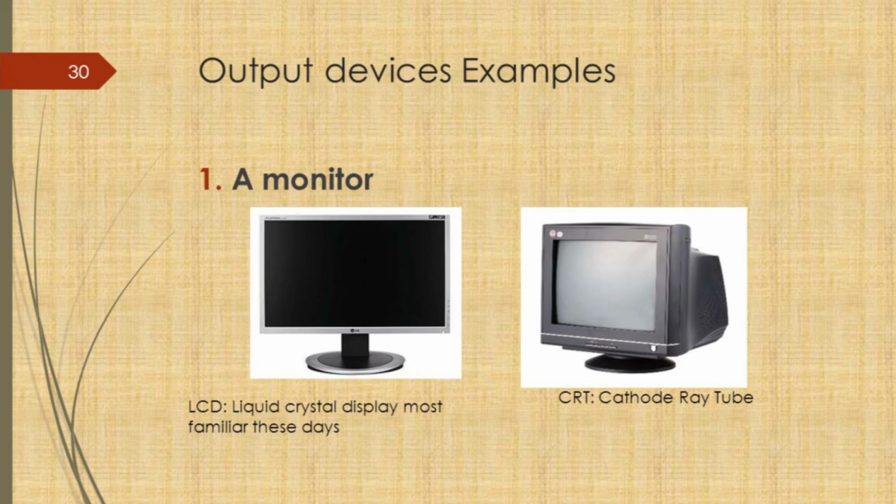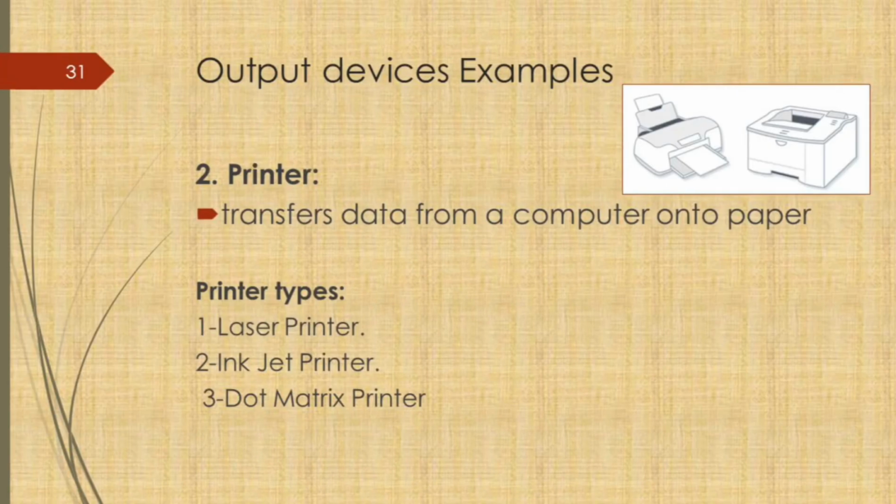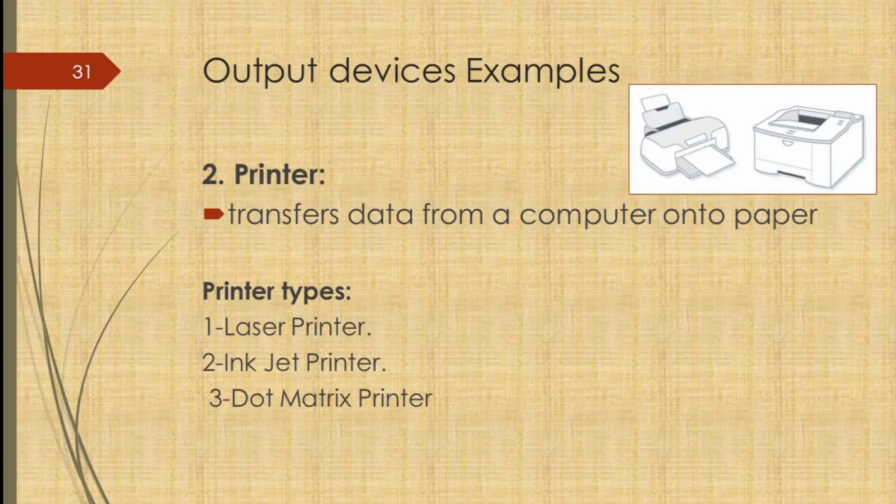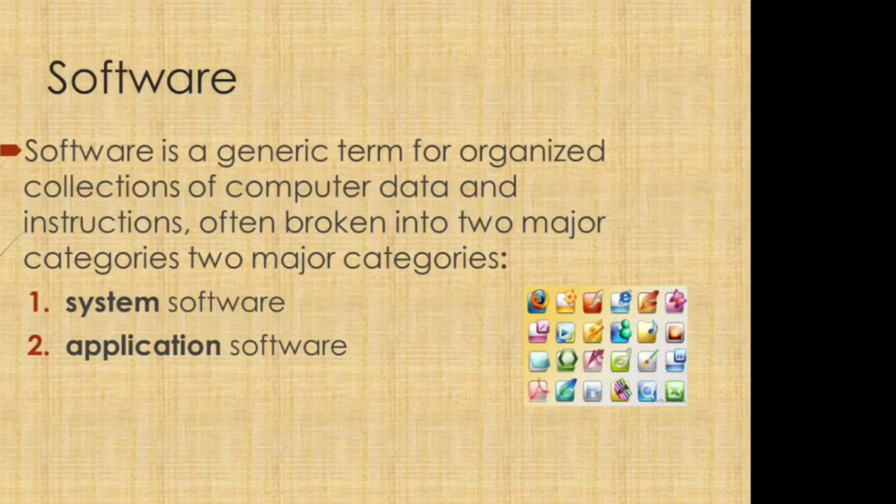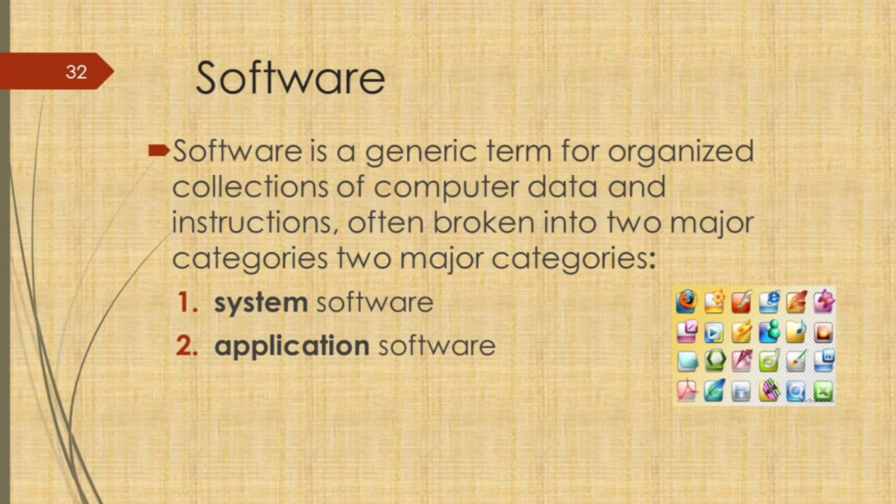Output device example: a monitor, liquid crystal display, most familiar these days, called LCD, and CRT, cathode ray tube. Output device example: printer, which transfers data from a computer onto paper. Printer types: laser printer, inkjet printer, dot matrix printer.